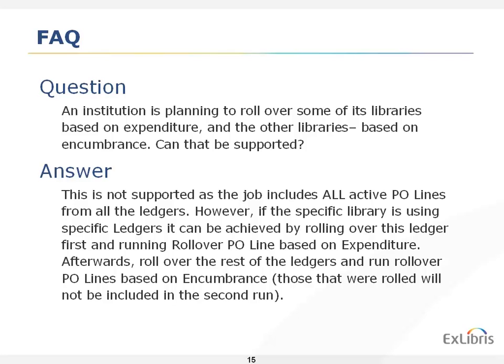Some institutions are planning to roll over specific libraries based on expenditure and other libraries based on encumbrance. Can it be supported? Currently, this is not supported by Alma, but if, for example, an institution is using specific ledgers, it can be achieved by rolling over these ledgers first and running rollover PO line based on expenditure, and then afterward, after the rollover PO line completed, rolling over the rest of the ledgers by rollover ledgers and rerunning the rollover PO lines. The PO lines that were already rolled will not be rolled over once again because they do not have encumbrance on the current fiscal period. So this is kind of a workaround, but we are thinking of a way to give the option to run the rollover PO line for a specific library.